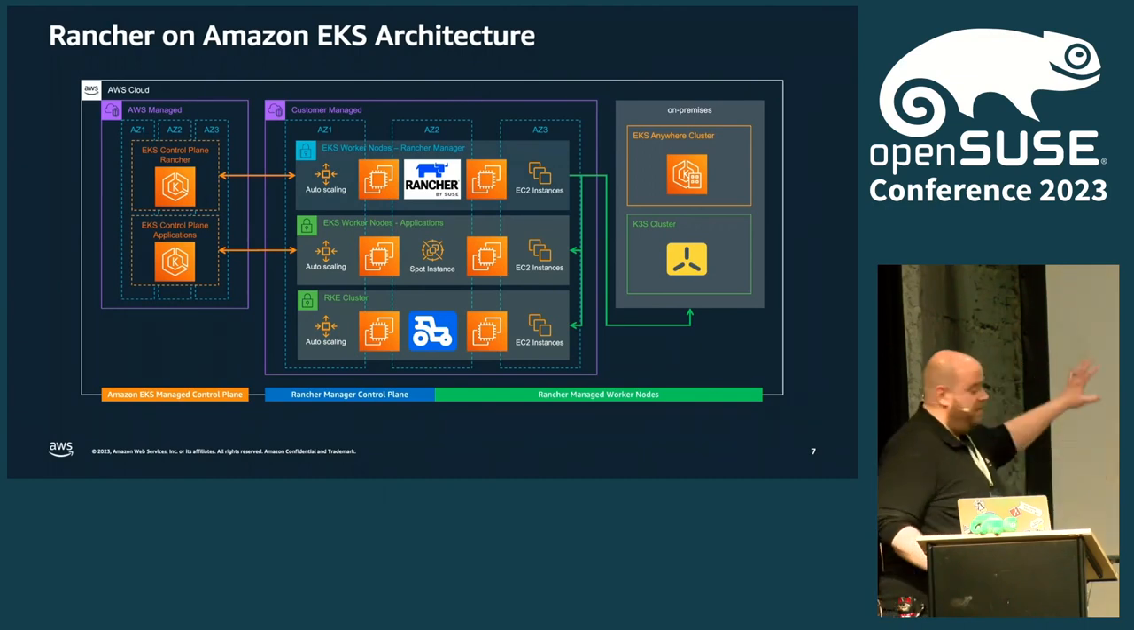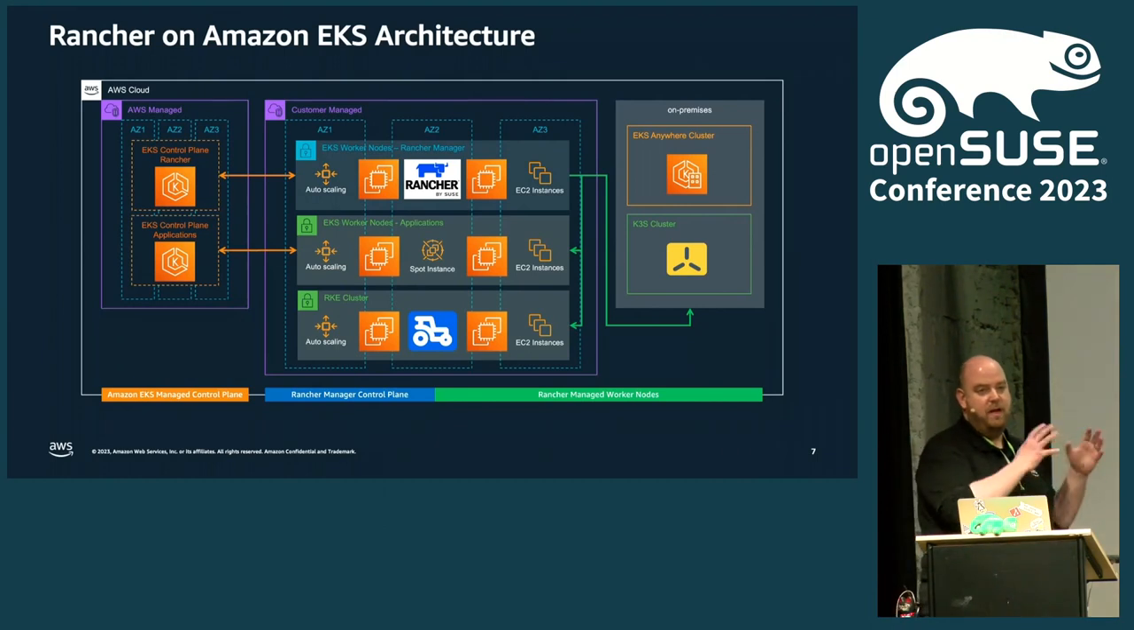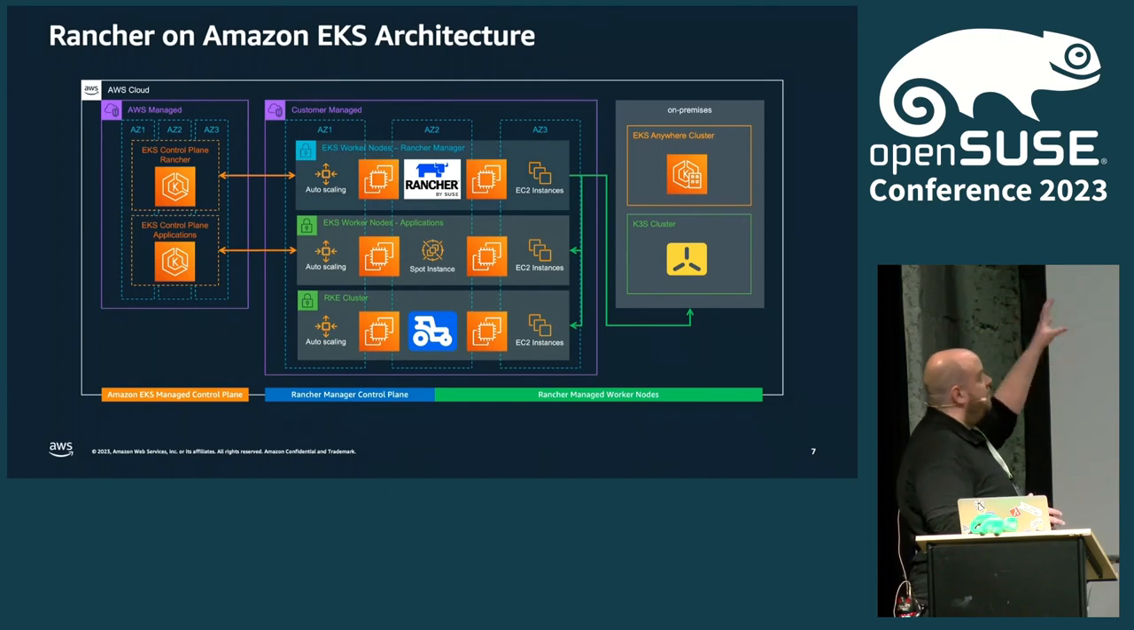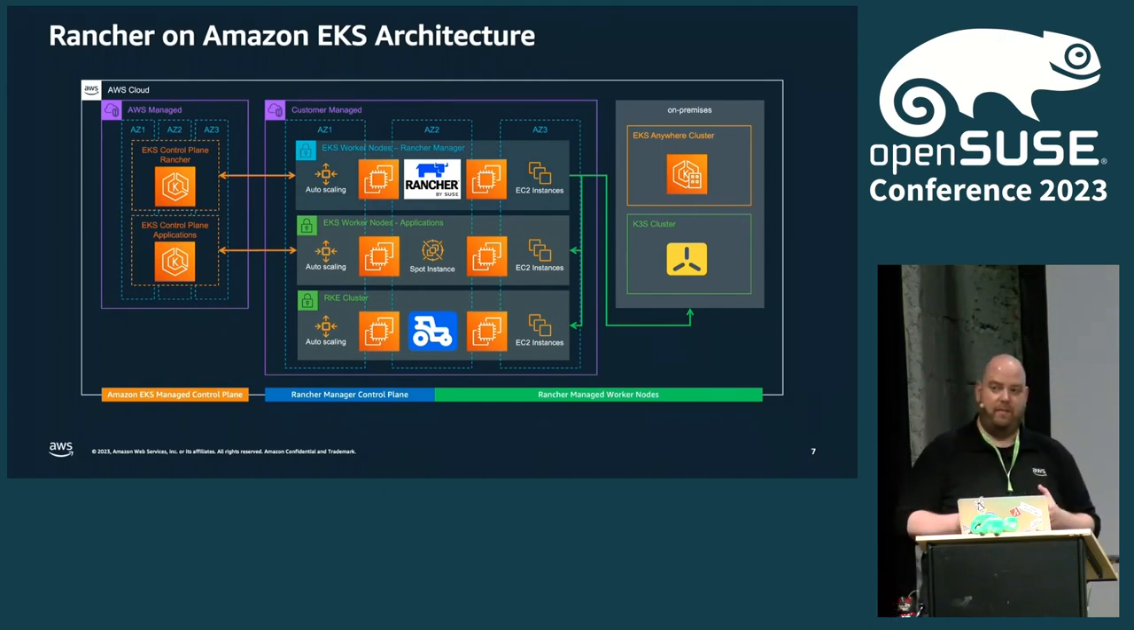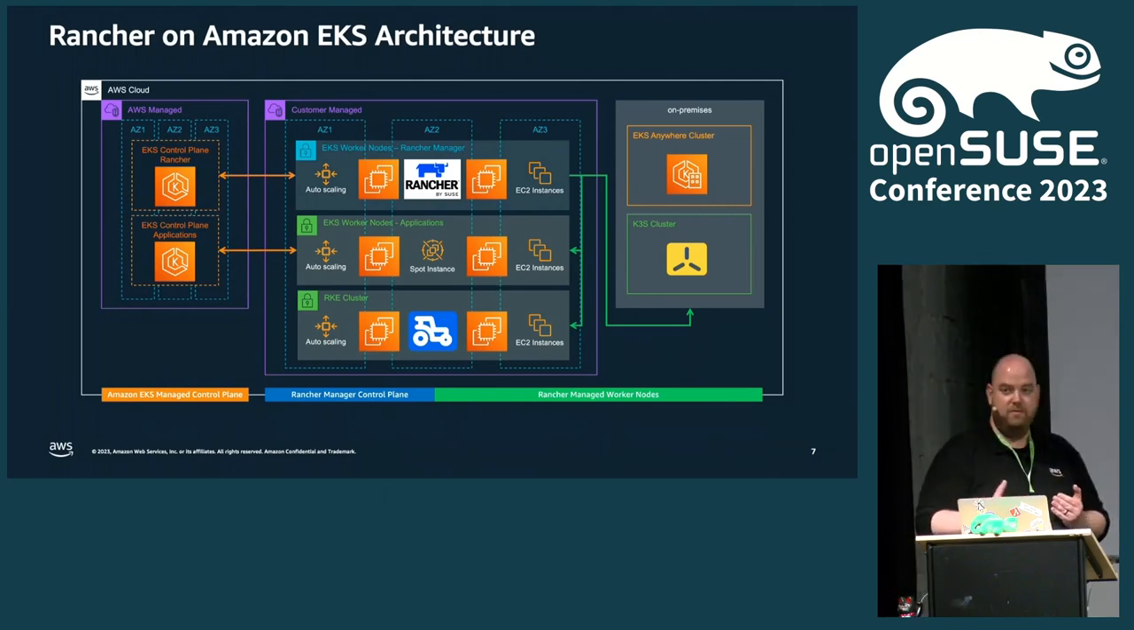On the left-hand side, we have an Amazon managed VPC. And in this managed VPC, we have for each EKS cluster a dedicated control plane. This control plane is spread across multiple availability zones for high availability. The middle section is the customer in a customer managed VPC. This is where the actual worker nodes are located. High availability is achieved by, for example, auto scaling, and also that nodes are spread across multiple availability zones.